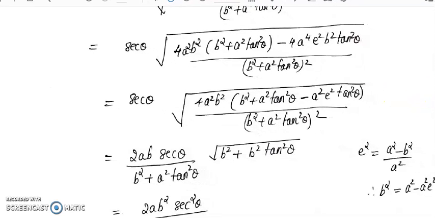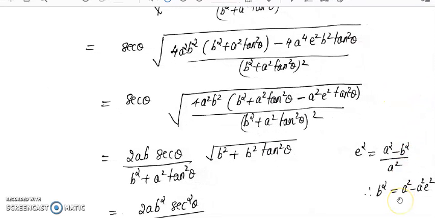So substituting b square equal to a square minus a square e square, the equation will reduce to the form 2ab sec theta by the root of b square plus a square tan square theta. Here a square minus a square e square will become b square, so we get b square plus b square tan square theta. So b will come out, and 1 plus tan square theta is sec square theta, so the root of that will be sec theta.